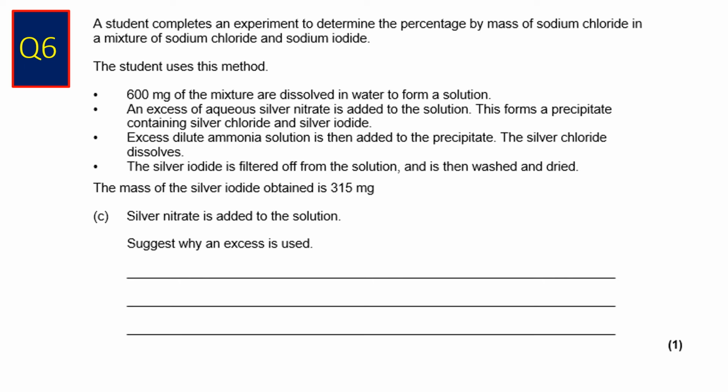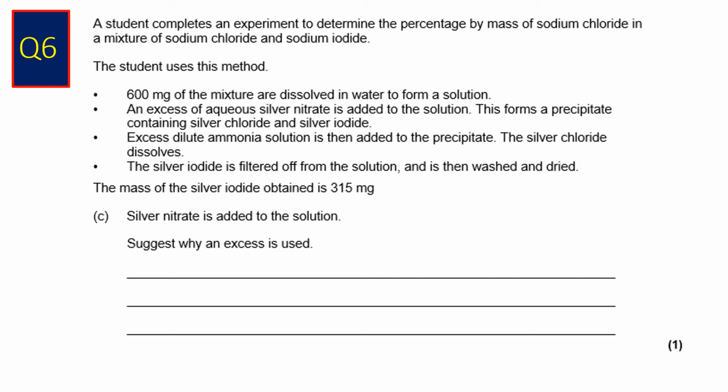So a student completes an experiment to determine the percentage by mass of sodium chloride in a mixture of sodium chloride and sodium iodide. This is the method: 600 milligrams of the mixture dissolved in water to form a solution. An excess of aqueous silver nitrate was added to the solution. This forms a precipitate containing silver chloride and silver iodide. Excess dilute ammonia solution is then added to the precipitate. The silver chloride dissolves. The silver iodide is filtered off from the solution and is washed and dried. The mass of the silver iodide obtained is 315 milligrams.